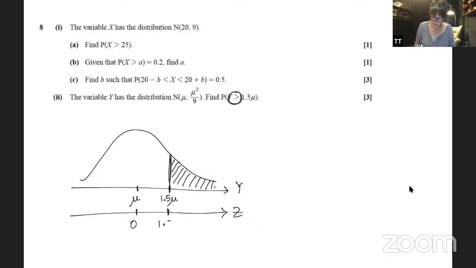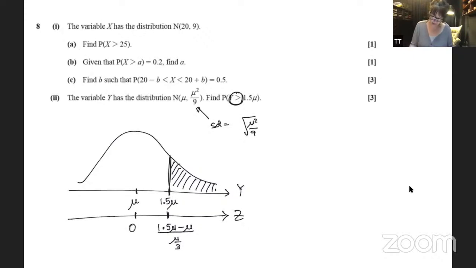And the way you do that is you take away the mean and you divide by the standard deviation. And the standard deviation is the square root of the variance. Yep, perfect, mu over 3. So let's simplify that Z value. 1.5 mu minus a whole mu divided by 1/3 of mu. Well, that's 0.5 mu over 1/3 mu, and they cancel, and that is 1.5. So this is actually just 1.5.